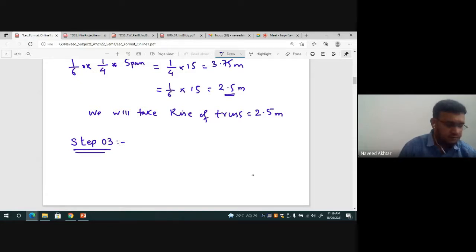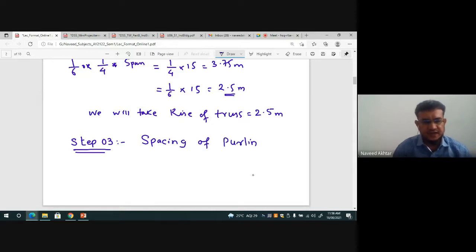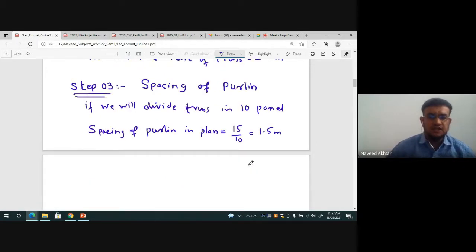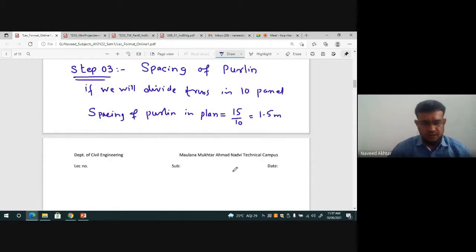Is spacing of purlins. We divide into 10 panels. Cross in 10 panels. So the spacing of purlin in the plan is equal to 15 divided by 10. Generally, the spacing of purlin we provide as per the thickness of the roofing sheet material.